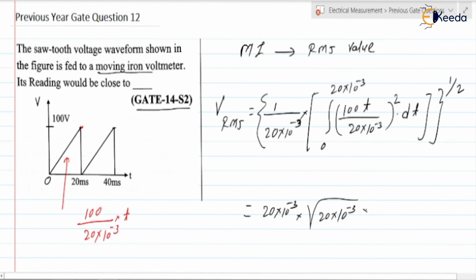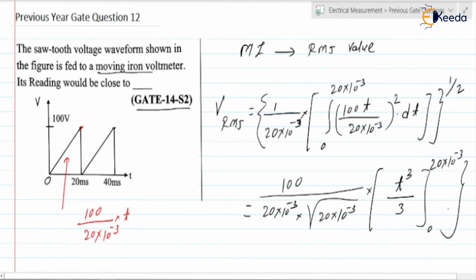Okay, into, yes, what is the 100 square? Again we can take 100 square also outside. Okay, so it is like 100 divided by this term as it is into, we can write into, okay, t square, integration of t square is t cube by 3, limit 0 to 20 into 10 to the power minus 3, to the power 1 by 2.